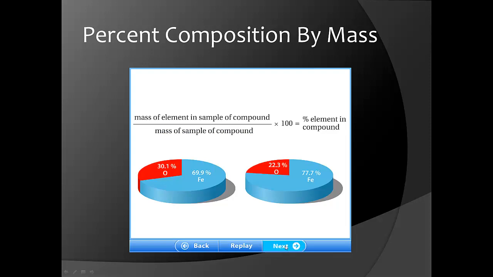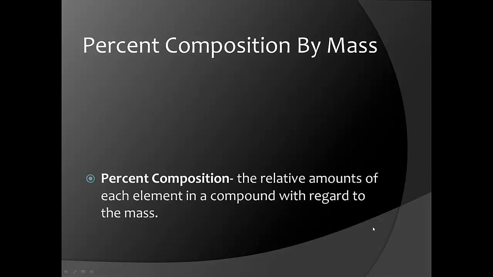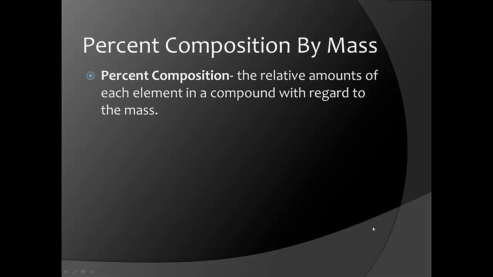So our goal is we take the mass of the element in the sample of the compound and divide it by the mass of the sample in the compound, meaning we take part over the whole, multiply it by 100, and that gives us our percentage. So percent composition by definition is the relative amounts of each element in a compound by mass. When we talk about mass, we've been dealing with the idea of molar mass.